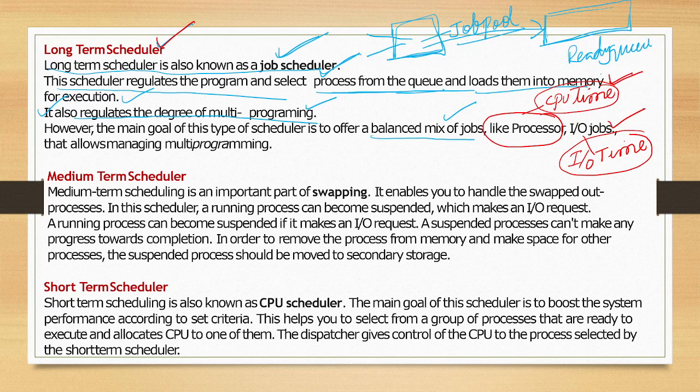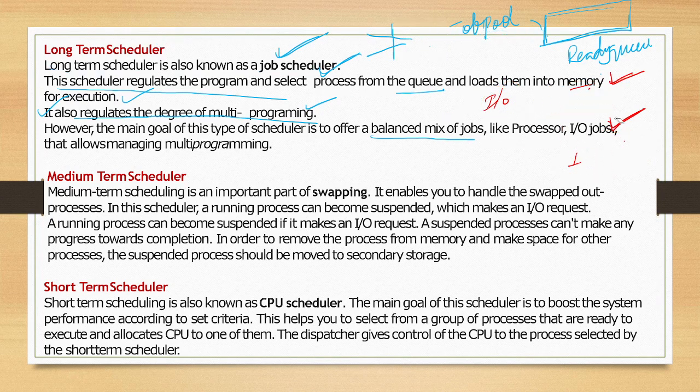Why? Can you tell me why? If it is selecting all CPU bound jobs, what is the problem? The CPU is always busy, IO devices are idle. If the long-term scheduler is selecting only IO bound processes, the CPU will always be idle, right? That's why the long-term scheduler should select a mix of CPU bound and IO bound jobs. I hope you are clear with this. Is the long-term scheduler clear to you?